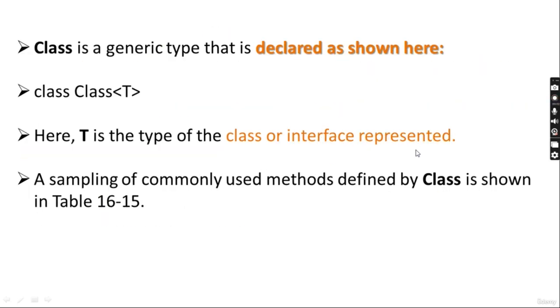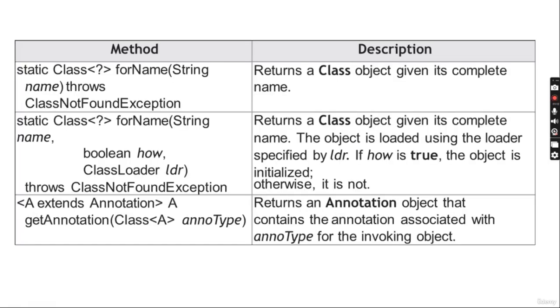Class is a generic type that is declared as Class<T>. So you can declare a class of any general type, and that T will be replaced by your class name at any time. T is the type of the class or interface being represented. A sampling of commonly used methods defined by Class we will see now.